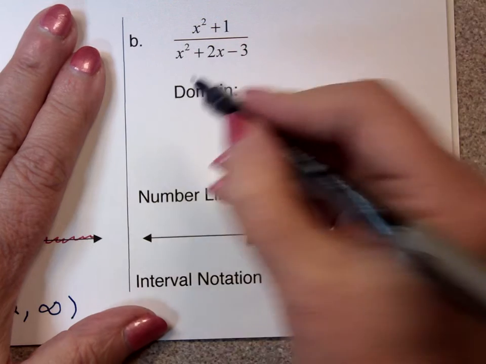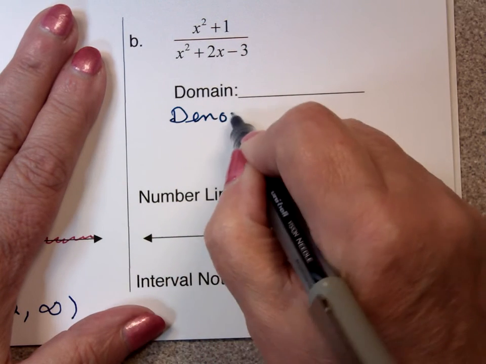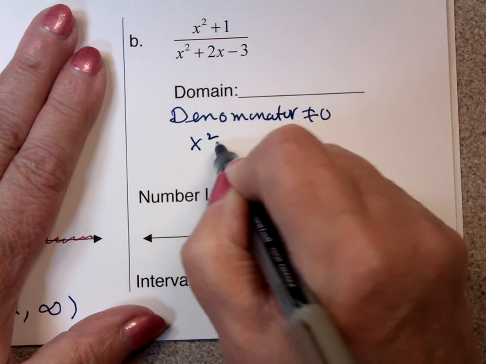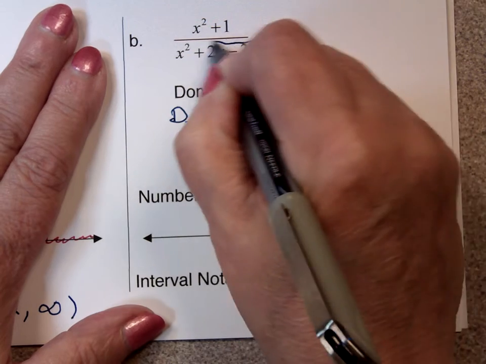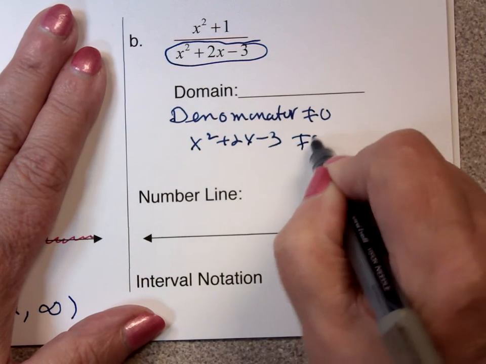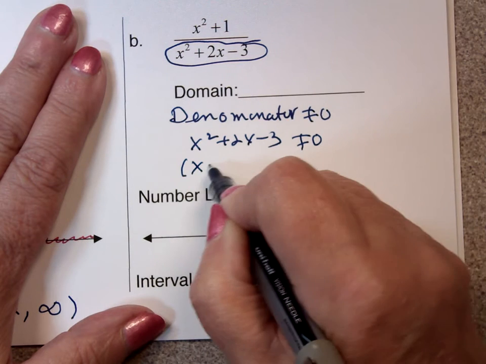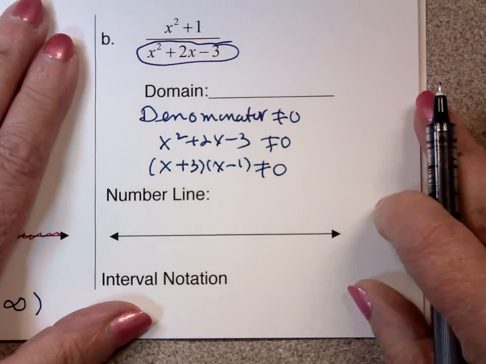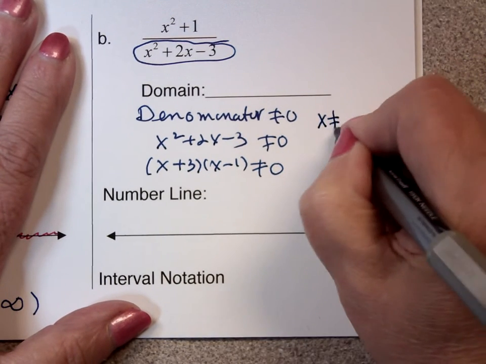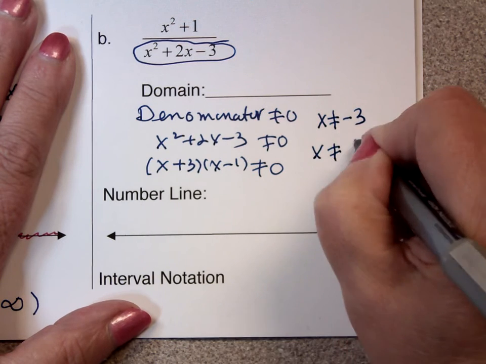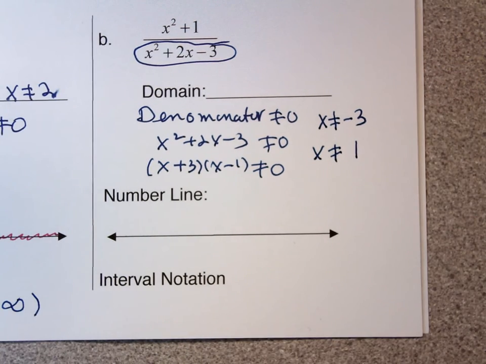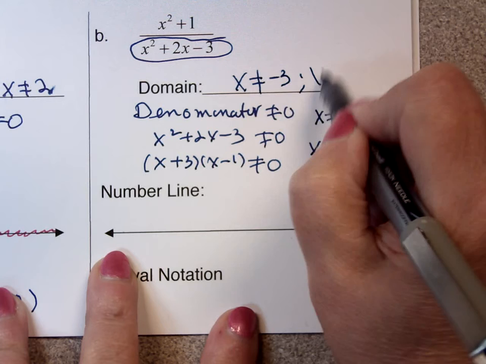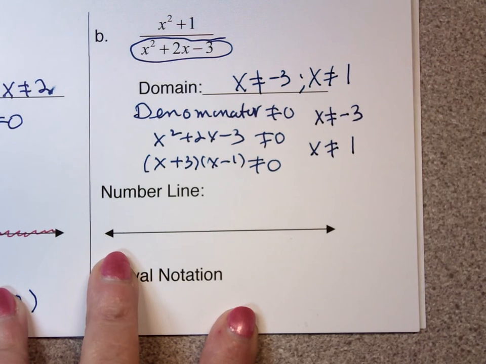Find the domain. Remember the denominator can't be 0: x squared plus 2x minus 3. Don't care about the numerator, just that guy. It can't be 0. x plus 3, x minus 1, can't be 0. So this tells me that x can't be negative 3, x can't be 1. That is a good enough answer for me.